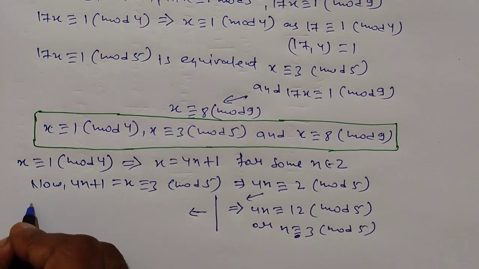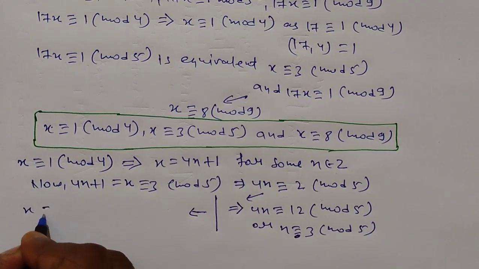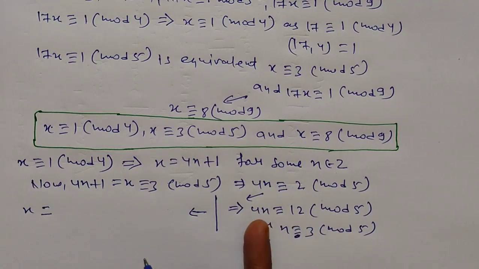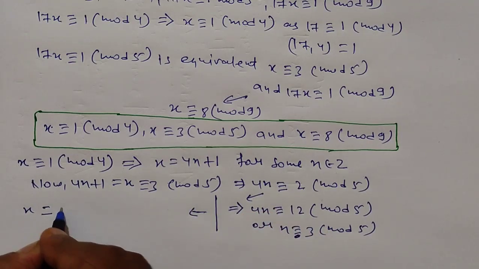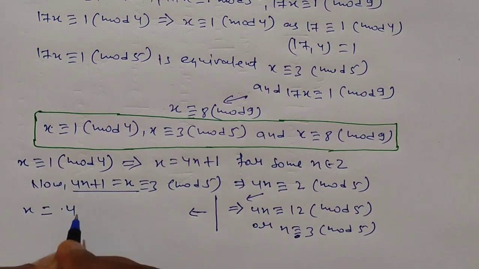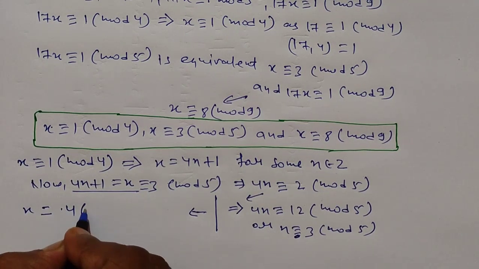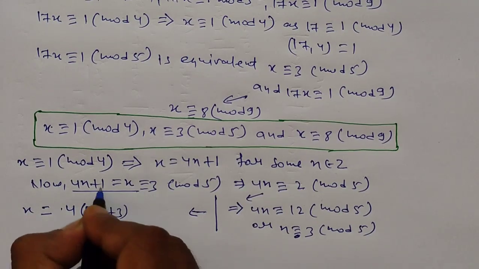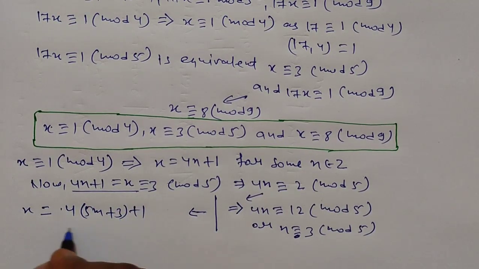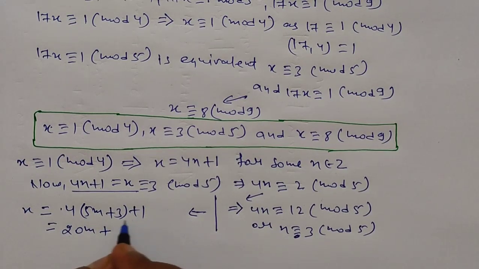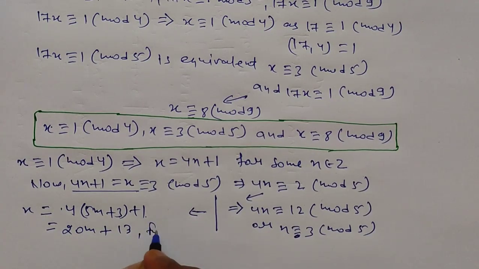So this will imply the total x is equal to 4 times n plus 1. So this is 4 times 5m plus 3, plus 1. This is equal to 20m plus 12, 4 into 3 is 12, plus 1, 13. So this is 13, and this will be for some m belonging to the integers.